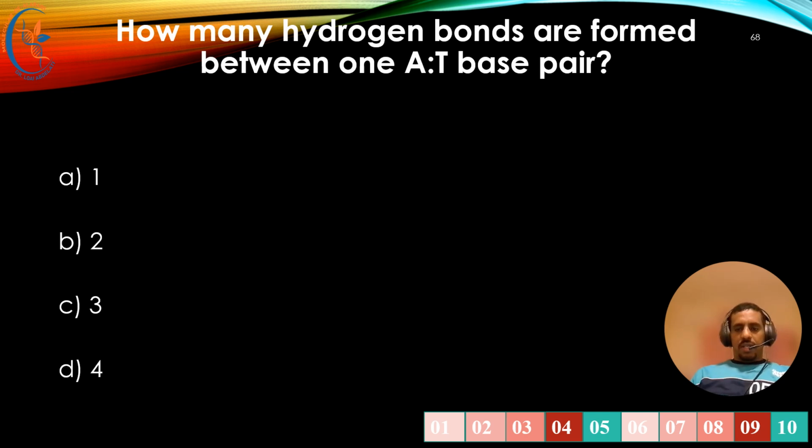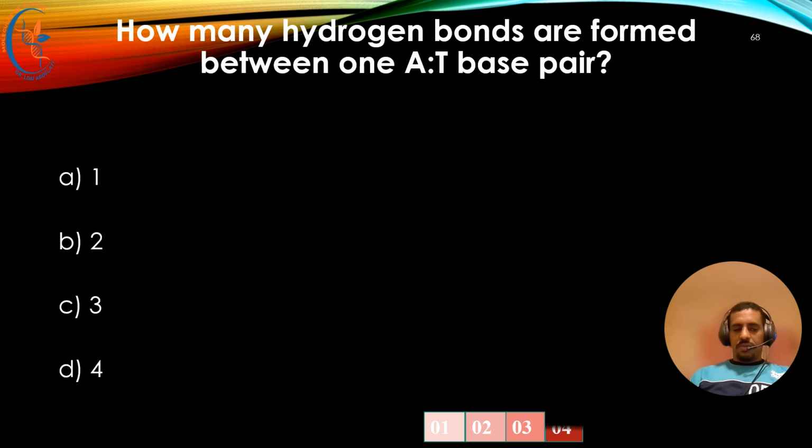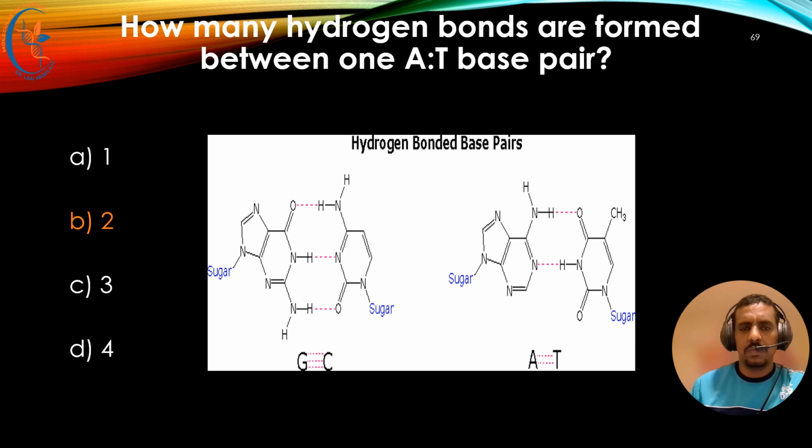Next question. How many hydrogen bonds are formed between one A-T base pair? 1, 2, 3, or 4? This is also a gift question when it comes in the exam. So the correct answer is 2. Actually, in DNA, adenine base pairs with thymine through two hydrogen bonds. This specific pairing helps maintain the stability and structure of the DNA double helix.